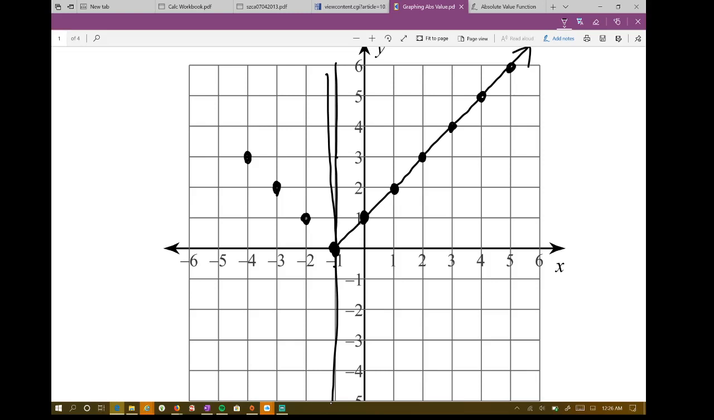So we can go ahead and get started with this one. Again, it's a slope of 1, so we go up 1 and right 1, up 1 and right 1, up 1 and right 1, up 1 and right 1, up 1 and right 1. And then we make our line over here.